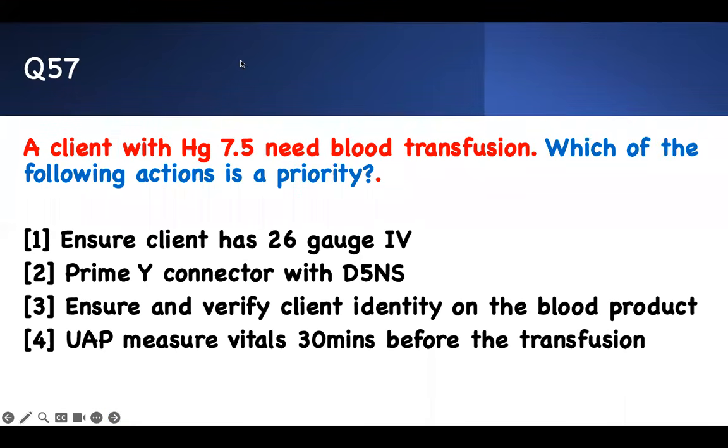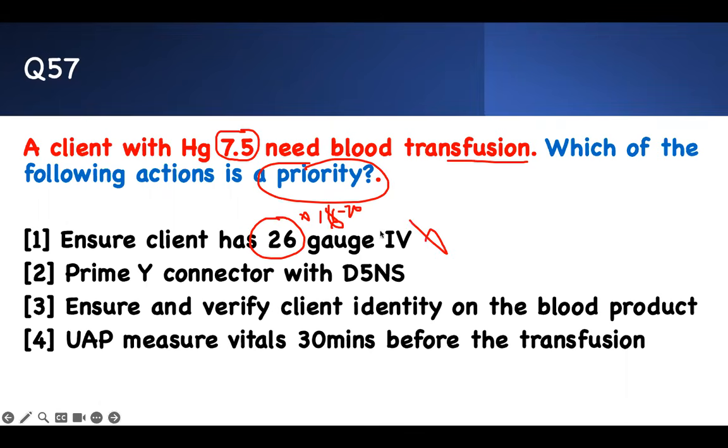Next question. Which of the following actions is a priority? Be sharp. A client with hemoglobin 7.5 is not a problem. Needs a blood transfusion. Which of the following actions is a priority? I need to transfuse you. Ensure the client has a 26 gauge. This is too small. 18 to 20 is fine. Or 16 to 20 is fine.